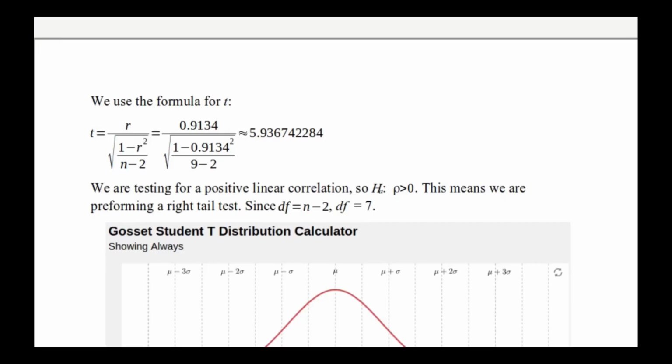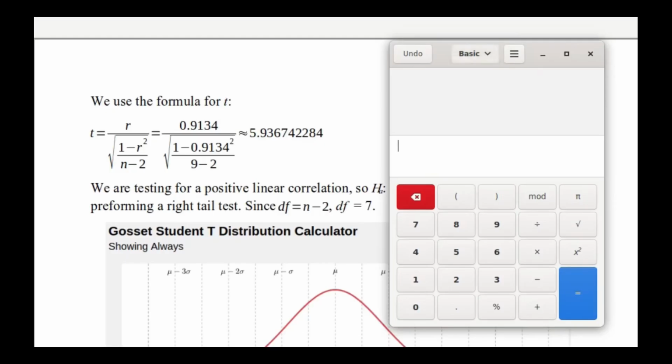Okay, so I'm going to pull up a calculator to help us through this. And I'm going to start entering values. So our numerator is R, 0.9134. I'm going to divide that by a radical. I need an open set of parentheses just to force everything inside of that radical. I need another open set of parentheses to tell the calculator I'm talking about the numerator of that radical. I'm going to paste in R. Now it's just R that's being squared, so I don't need parentheses there. I'm going to close parentheses, and it tells me that I have now closed that innermost set of parentheses.